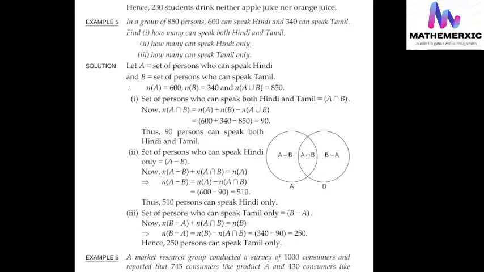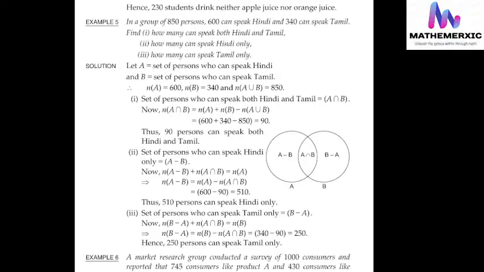How many people can speak Hindi only? Obviously, you have to find A minus B. For A minus B, the number of elements of A minus B plus the number of elements of A intersection B will be the number of elements of A. With the help of that we can find it, and similarly we can find the number of elements of B only.